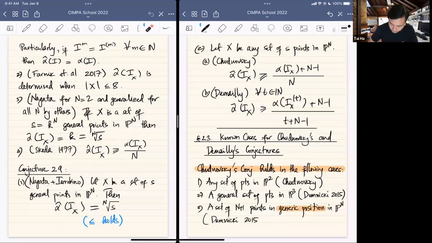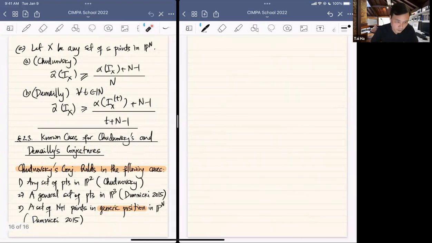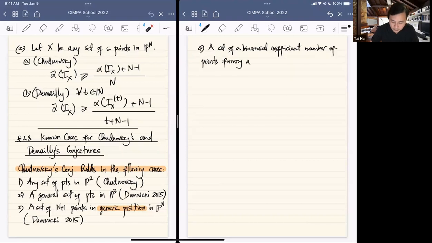In the same paper, 2015. A set of binomial coefficient number of points forming a star configuration in P^n.